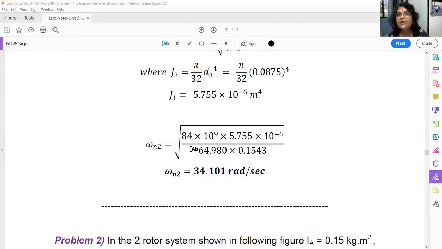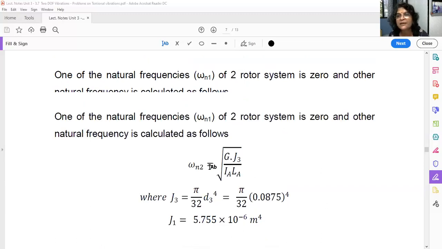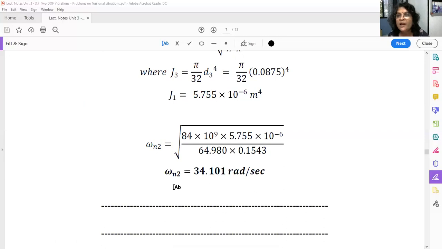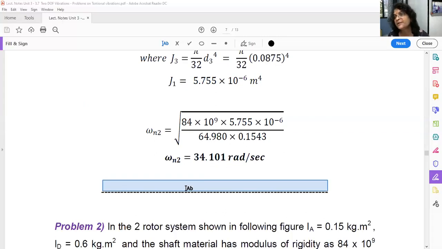So putting the value of G, which is given, and J3, which we have found here, that is pi by 32 D3 raised to 4. Put the value of D3, you will get this. Then IA and LA. IA we have already calculated, and LA also we have calculated here. Like this you will get omega n2. Understood? 34.101 radian per second.